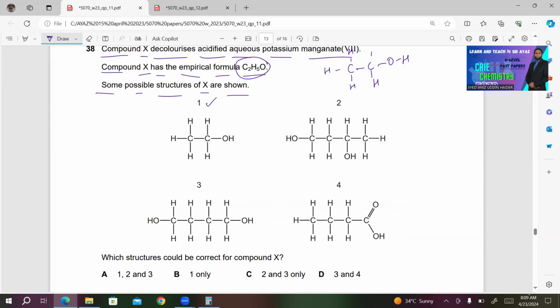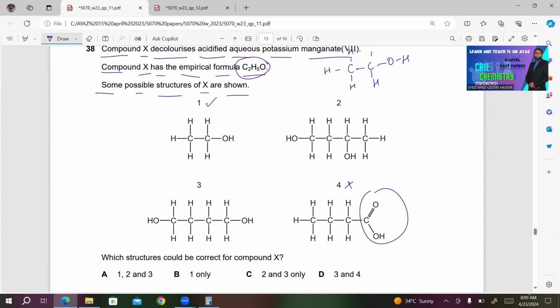So 1 must be the right answer. What about the other choices? Is 2 possible? 2 is also an alcohol, 3 is also an alcohol. Let's see if 2 and 3 also get oxidized. 4 can't be oxidized because it already contains a carboxylic group. 2 and 3, it's possible. They can be oxidized. Let's see their molecular formula and empirical formula.